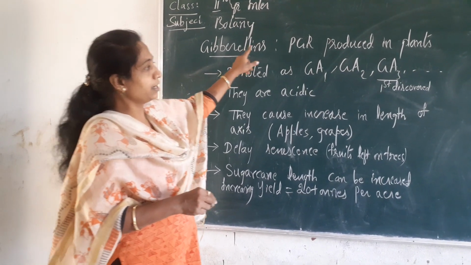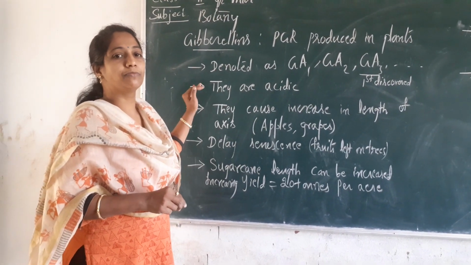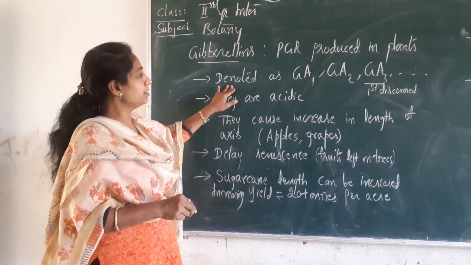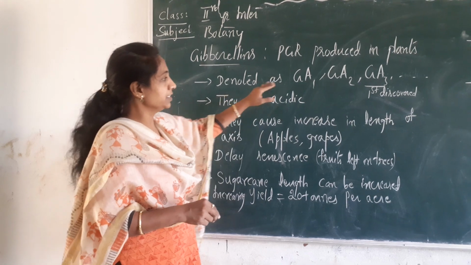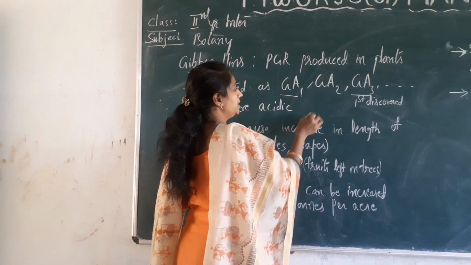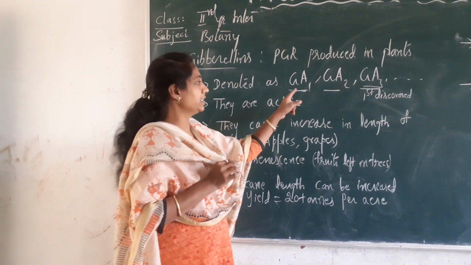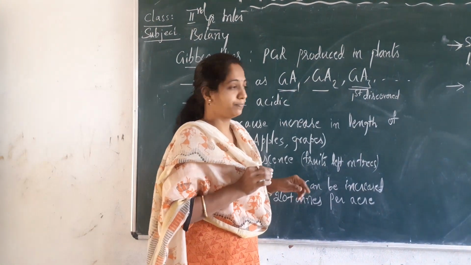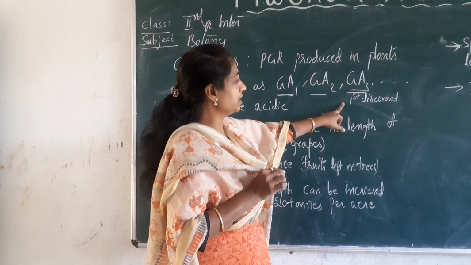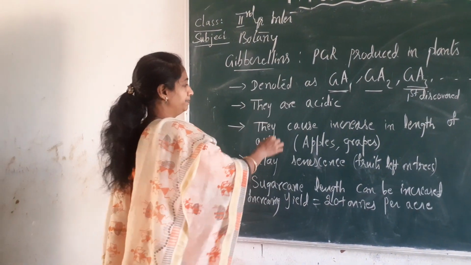These gibberellins are produced inside the plant, and they are even found to be produced by some of the fungi. Fungi are microorganisms. These are denoted as GA. GA stands for gibberellic acid. So GA1, GA2, GA3. Like this, different gibberellic acids are represented as GA1, 2, 3, 4, like that. And the first gibberellic acid which was isolated was GA3. So GA3 was the first reported gibberellin.